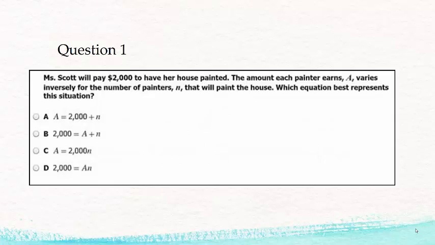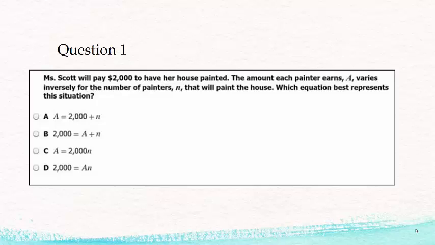Alright, so there's a girl named Miss Scott, and she wants to pay $2,000, and what each painter earns varies on how many painters are working. It varies inversely, because there's a fixed job, and the more people you have, the less each person is going to get paid.